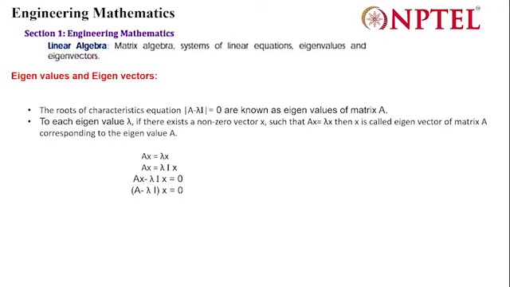So, what are eigenvalues? Eigenvalues are the roots of the characteristic equation |A - λI| = 0. What are eigenvectors? For each eigenvalue lambda, if there exists a non-zero vector x such that Ax = λx, then x is called an eigenvector. So this is just the definition.